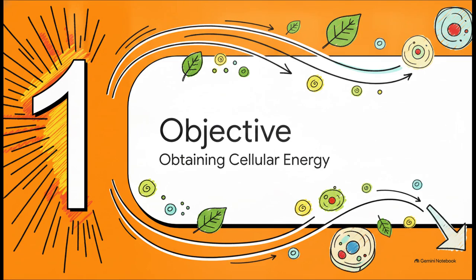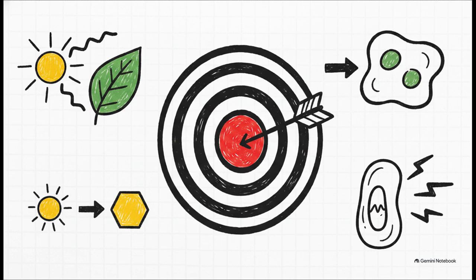Section 1, objective, obtaining cellular energy. So what are our actual learning targets for today? We're keeping things laser-focused. By the end of this, you should be able to clearly explain the true significance of photosynthesis to all living things. We also need to identify the major inputs and outputs of these cellular energy processes. We'll figure out exactly how light energy transforms into stored chemical energy. And finally, we're going to trace the transfer of that energy during cellular respiration. I am so ready to act as your guide for these fundamental concepts.